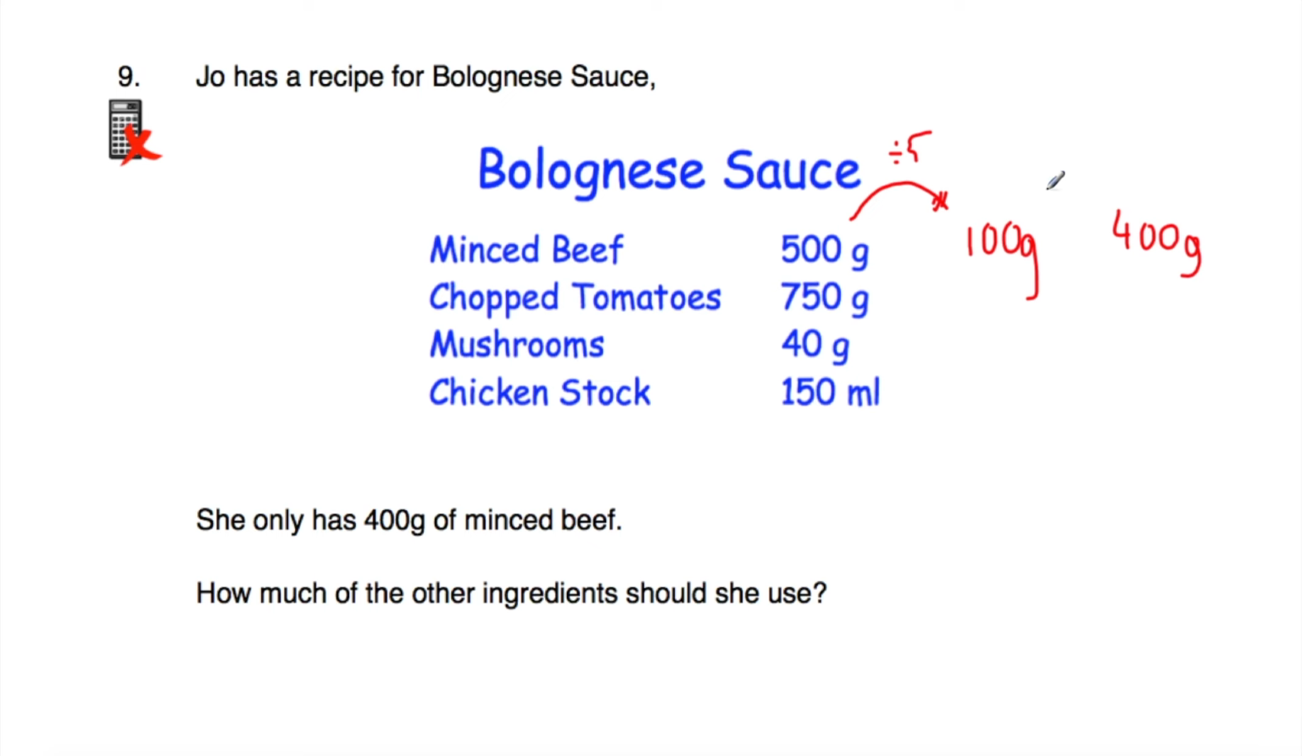other ingredients she'd need. And then I'm going to multiply that by 4, and that will tell us if she has 400 grams of minced beef, which she does, how much of each of the other ingredients she would need. So let's divide each of them by 5 to begin with.